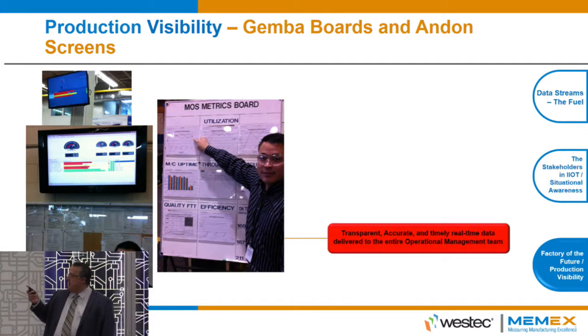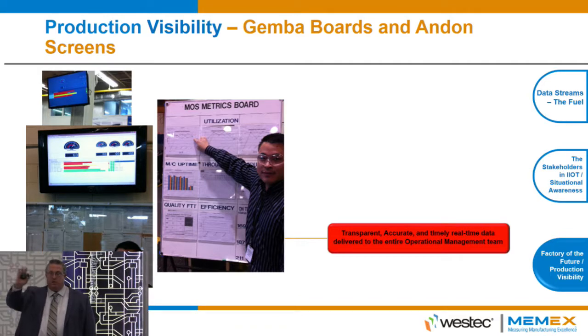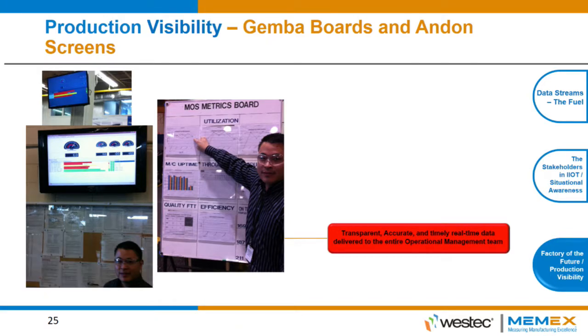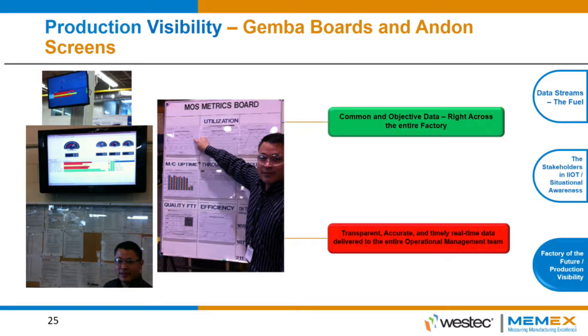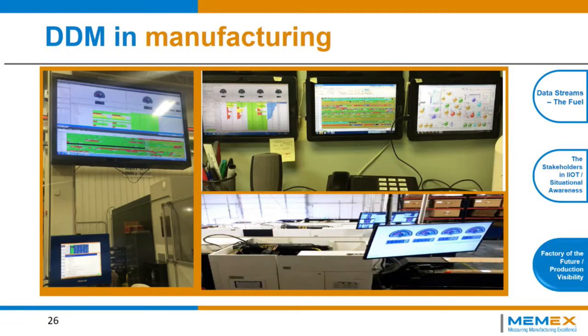So Gemba boards and Andon screens. Who here has Gemba boards on their factory floor, where they put the metrics up and people can see them, right? It's pretty common. When you put Gemba boards in Andon screens, we can do them electronically now. They're up to date and they're relevant and they're accurate. And it's also transparent, so everybody can see what's going on immediately. Essentially, also common objective data right across the entire factory. That's important. And then again, as I said, 6 to 10% by just putting up an Andon screen.